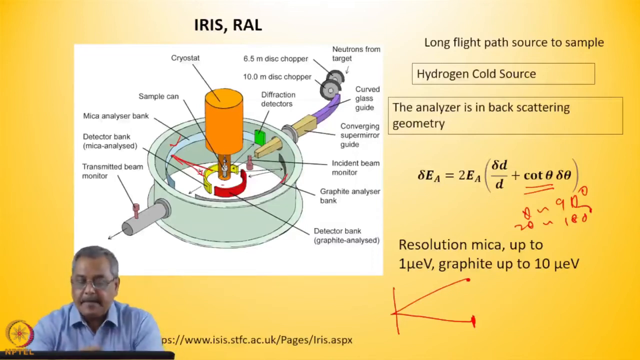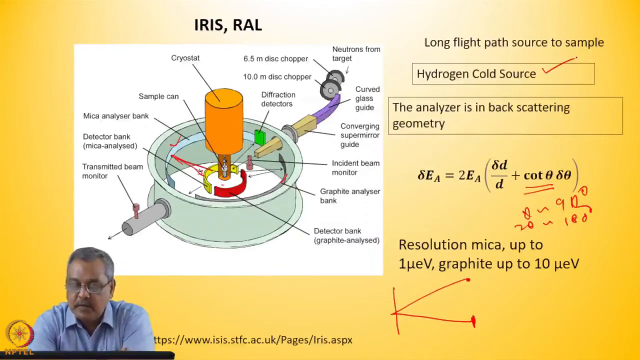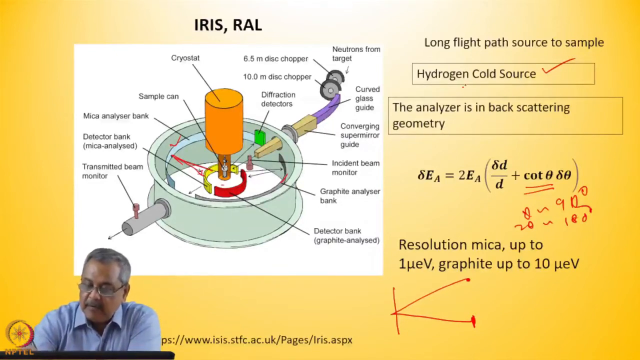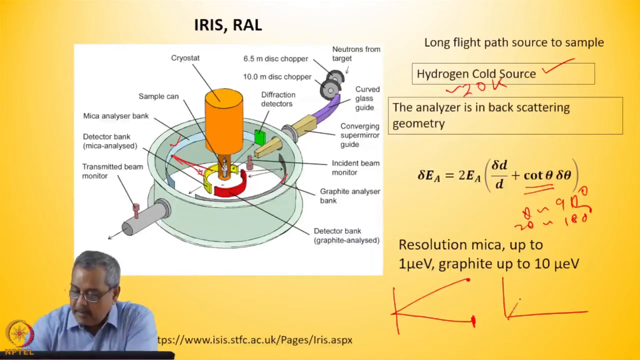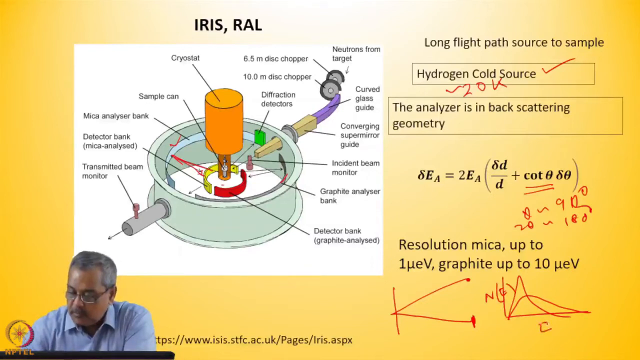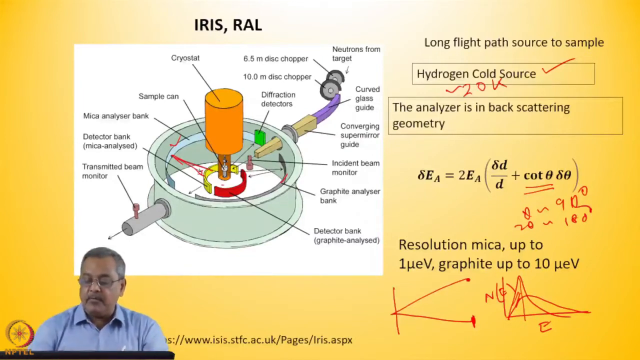And here, in this kind of source, because we need low energy neutrons, it is acting on a hydrogen cold source. So there is a nearly 20 Kelvin hydrogen cold source which shifts the spectrum, as I explained to you earlier, that your thermal spectrum is shifted in energy if you take a cold source, and you have better intensity at long wavelength neutrons, and you get more neutrons over here.